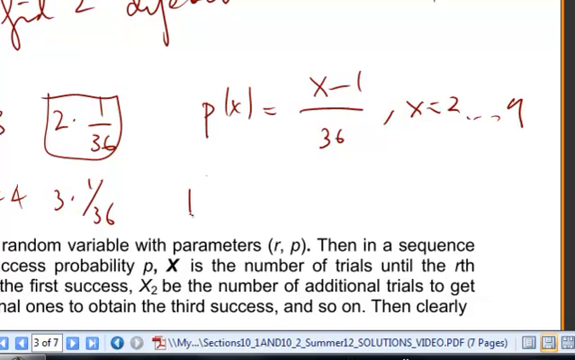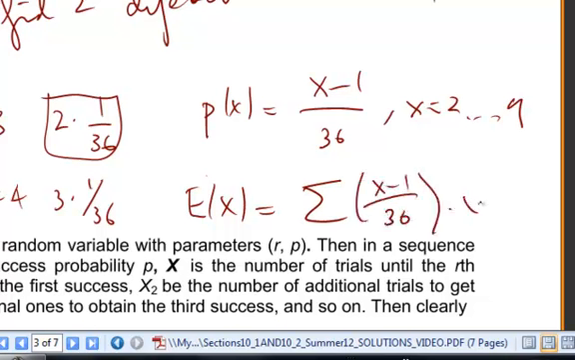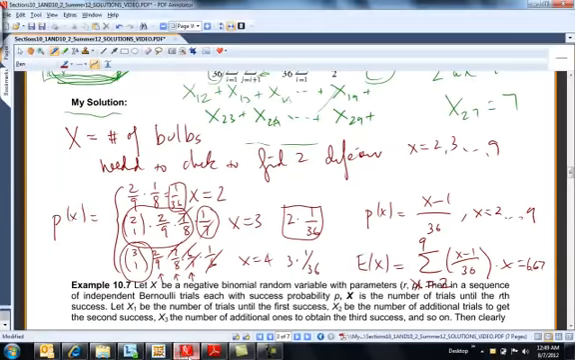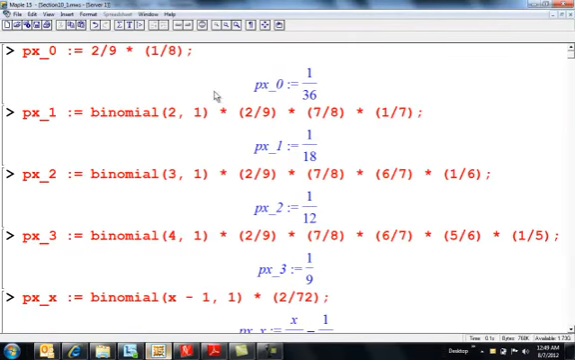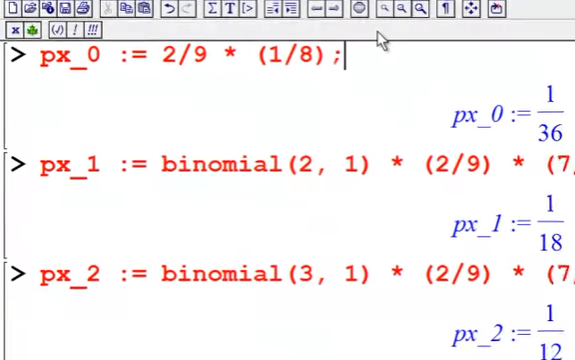And then the expected value of x is just the sum of x minus 1 over 36 times x, from x equal 2 to 9, and this comes out to be whatever it was up there, 6.67. So let me show you my Maple. It pretty much does exactly what I said. I was playing around at first to make sure I believed it. So this is the probability that I do it as quickly as possible, in 2 draws, so 2 9s times 1/8.